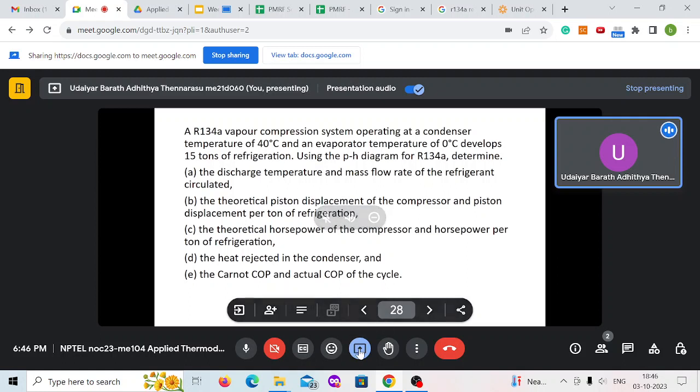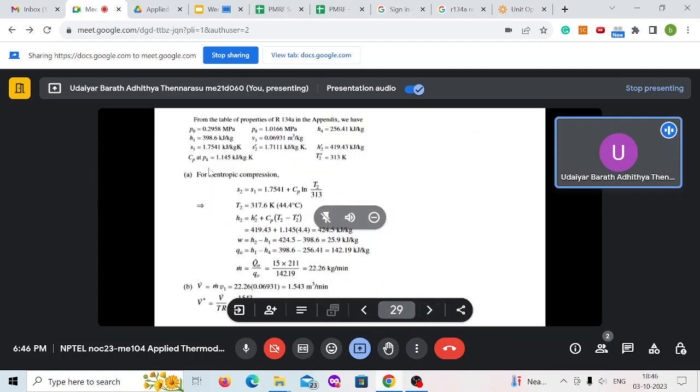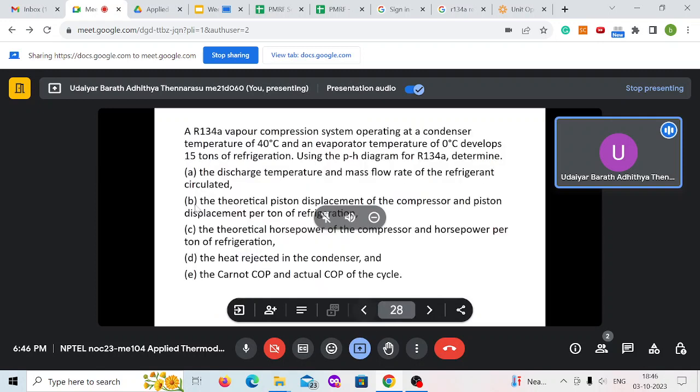So I'll just switch to, we'll see how to solve this. So the conditions which we know are: condenser temperature is at 40 degrees Celsius and evaporator temperature is at 0 degrees Celsius.